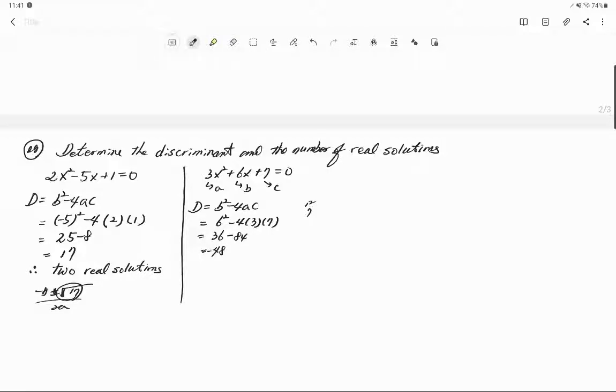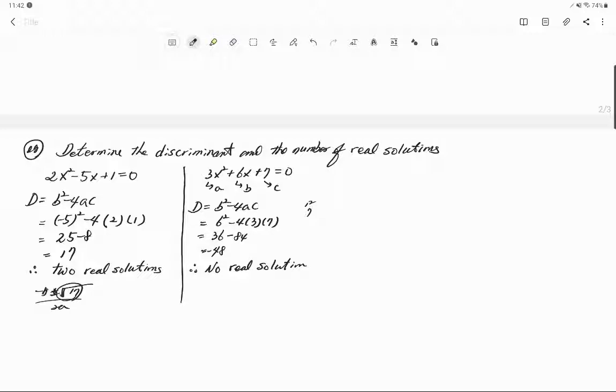Negative 48. Since negative 48 is in the radicand, this is no longer a real number. This is a complex number. So there's no real solution, right? Therefore, there are no real solutions.